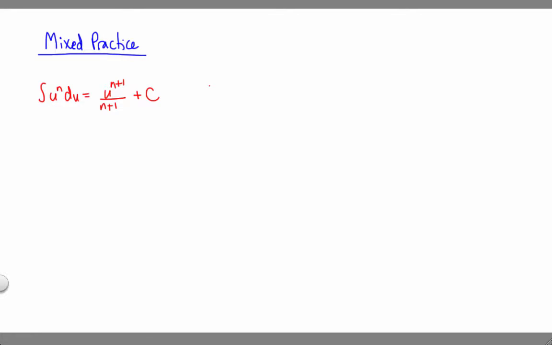First formula we saw was how to integrate u to the n. So for short, let's just refer to that as the power or the power form. Next formula we saw was how to integrate du over u. We called that the ln form.